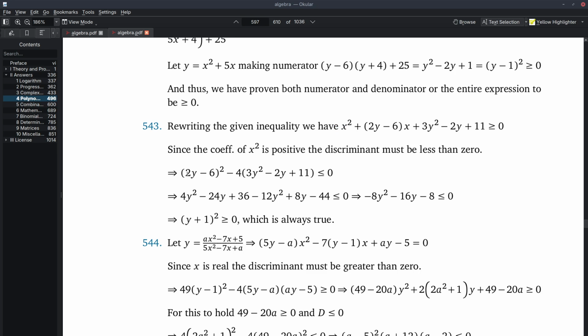So we compute the discriminant. It is (2y minus 6) whole squared minus 4 times (3y squared minus 2y plus 11). So we simplify. Oh sorry, the minus sign is not missing. We have switched the sign of the inequality. Here it is less than 0, earlier it was greater than 0, so the minus sign is taken care of. So we get (y plus 1) whole squared, which is always true. That is, (y plus 1) whole squared is greater than or equal to 0.